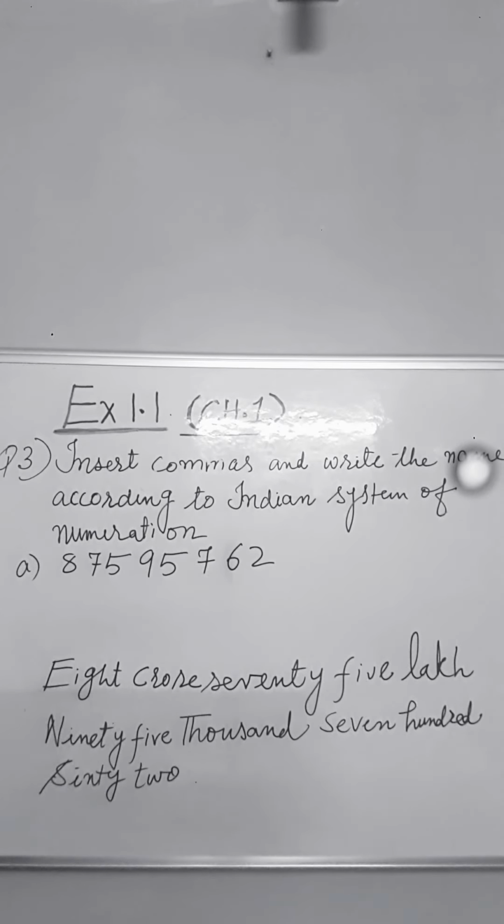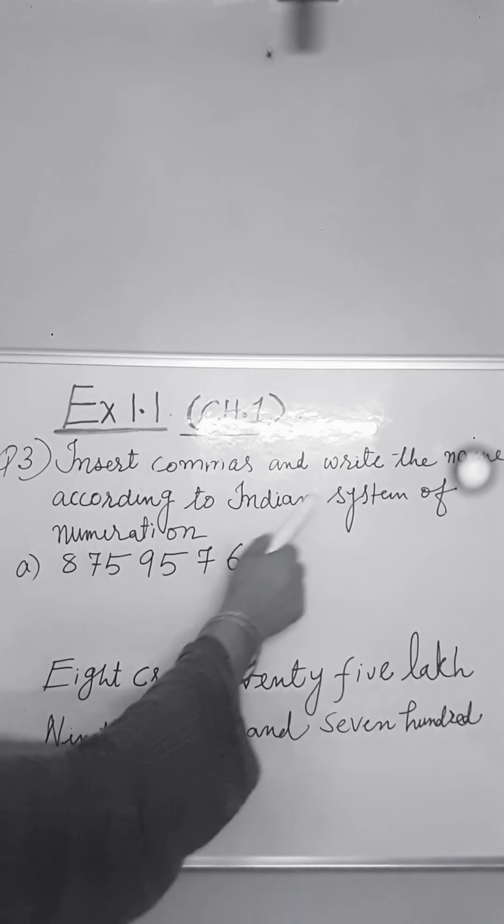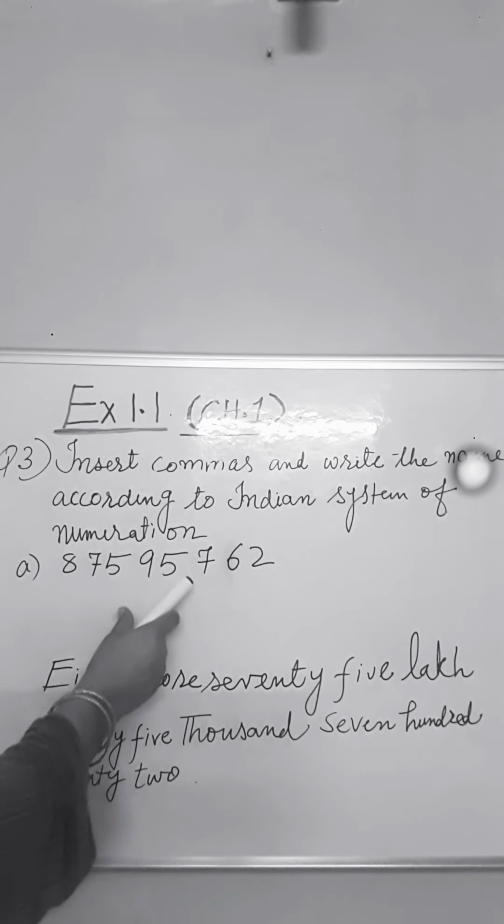Now children, in this video I am taking exercise 1.1, chapter 1, and question number 3. Question number 1 and 2 I have done in my previous videos. Now in this question, insert commas and write the names according to Indian system of numeration. The numbers are given and we have to first insert the commas and then write the numbers according to Indian system of numeration.